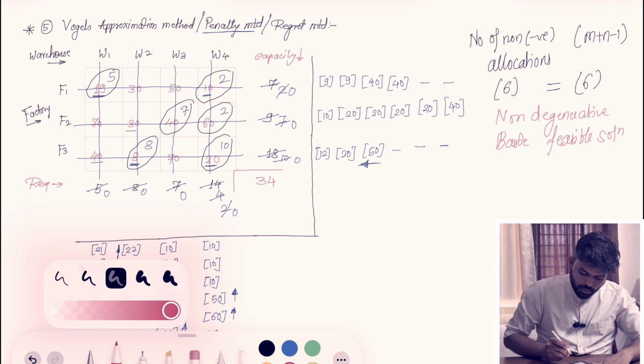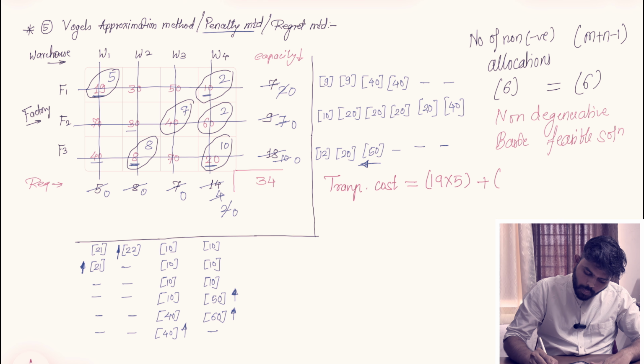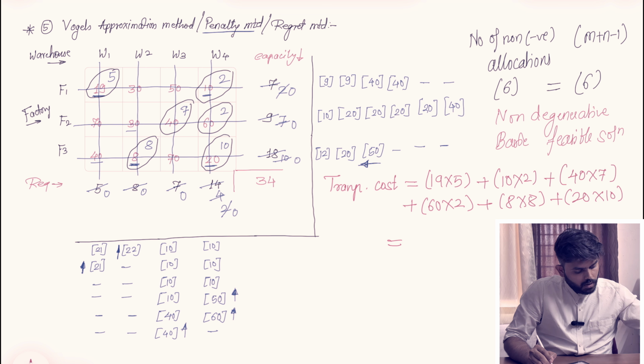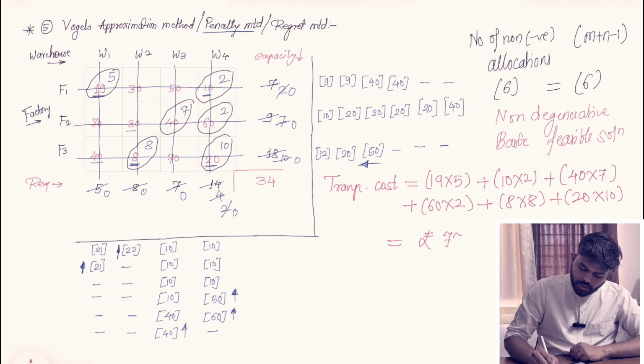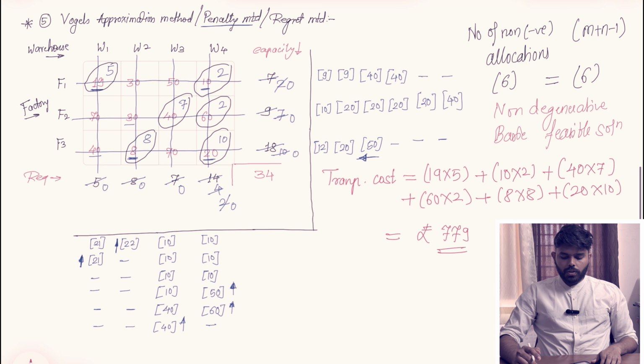And if we find the transportation cost, the transportation cost will be 19 into 5 plus 10 into 2 plus 40 into 7 plus 60 into 2 plus 8 into 8 plus 20 into 10. If we do the calculations, then the total transportation cost will be rupees 779. So this is all about Vogel's approximation method.